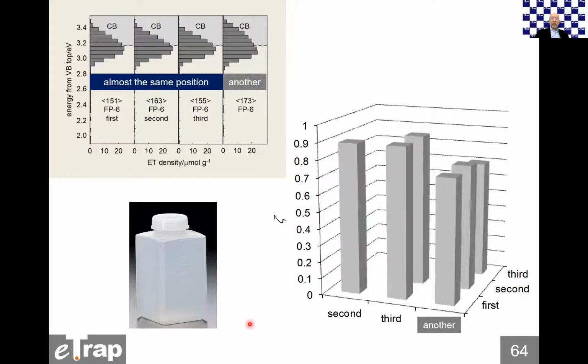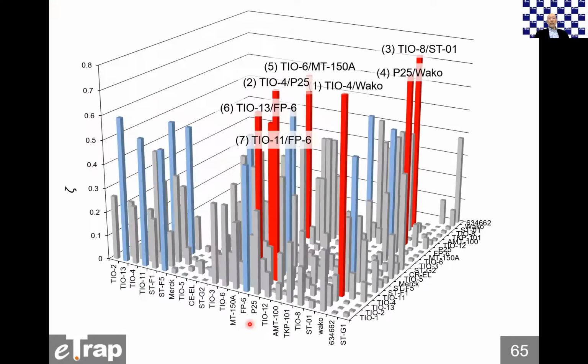So even in the same bottle of titania or photocatalytic material, some heterogeneity is there. Usually we neglect those differences, but this technique clearly shows such differences. And for commercial titania samples, we checked all the pairs of samples by calculating the degree of coincidence. And actually, the zeta value is very low. Almost all the pairs show a very low degree of coincidence.